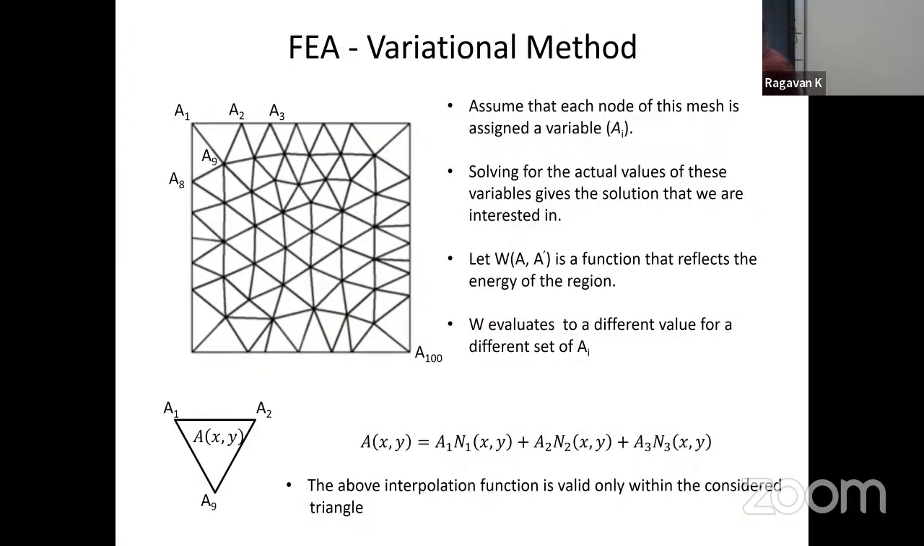What we are saying is the value within this triangle is governed by the values on the nodes. So we solve for values at the nodes, and for evaluating something like energy, we use this kind of shape function based interpolation. And these N1, N2, and N3 have to be used only within that triangle. When you go to the next triangle, the N1, N2, and N3 change.